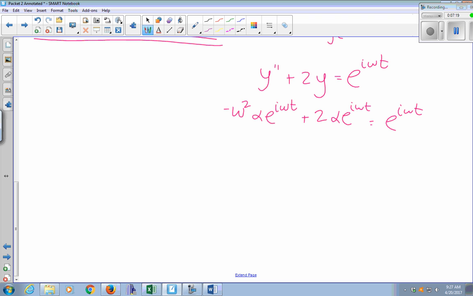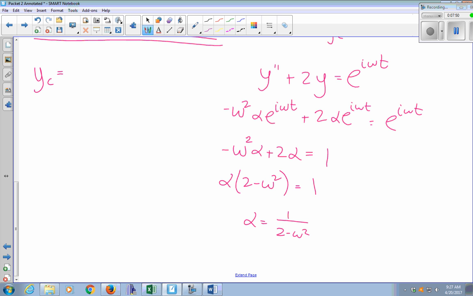And then I've got to solve for alpha. So basically, I'm going to factor out e to the i omega t, and I have negative omega squared alpha plus 2 alpha equals 1. So alpha is 1 over 2 minus omega squared. So that means that my y complex, my guess, is actually 1 over 2 minus omega squared e to the i omega t.